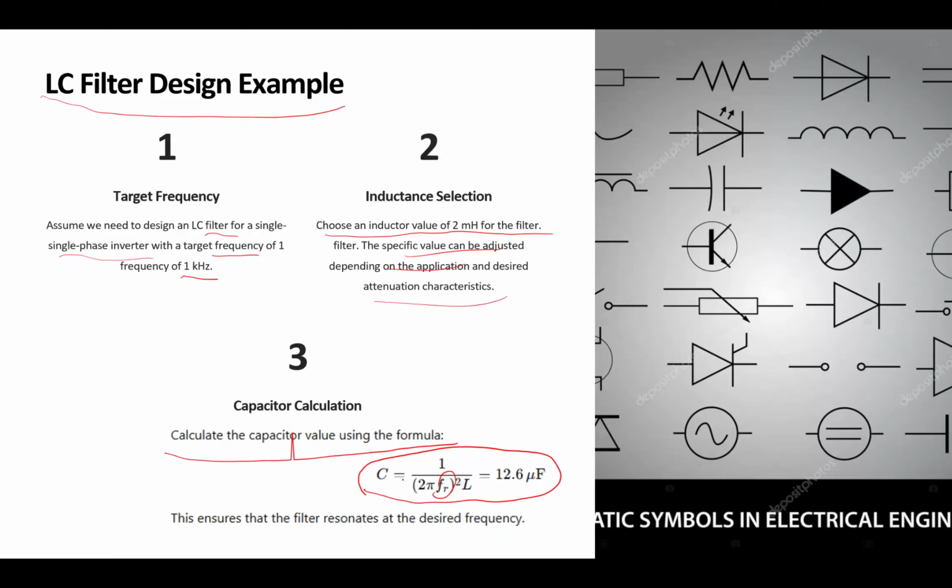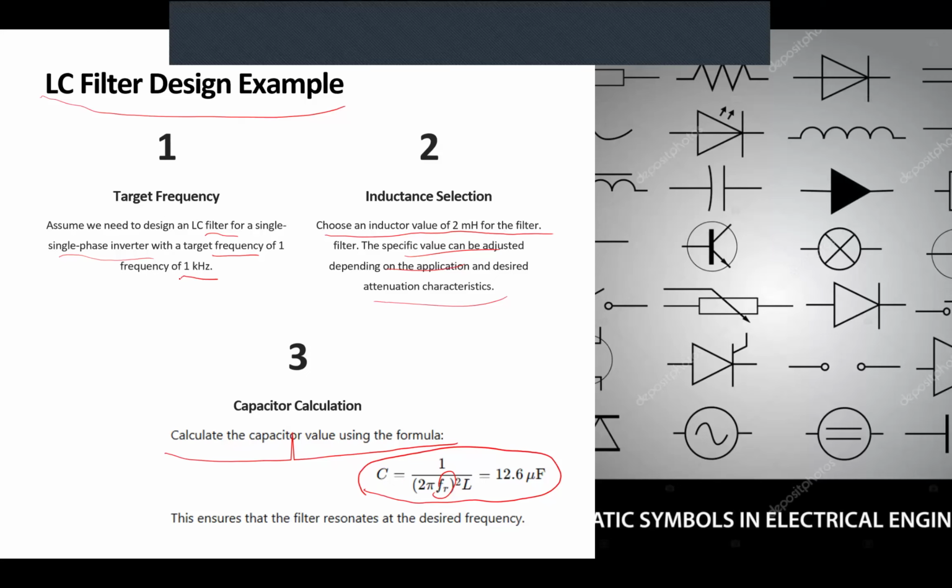This is for having a cutoff frequency at 1 kHz. So 1 kHz goes into the resonant frequency, with 2 pi. We are using the formula F equals 1 over 2 pi square root of LC. So we can find C based on our chosen L, or vice versa.